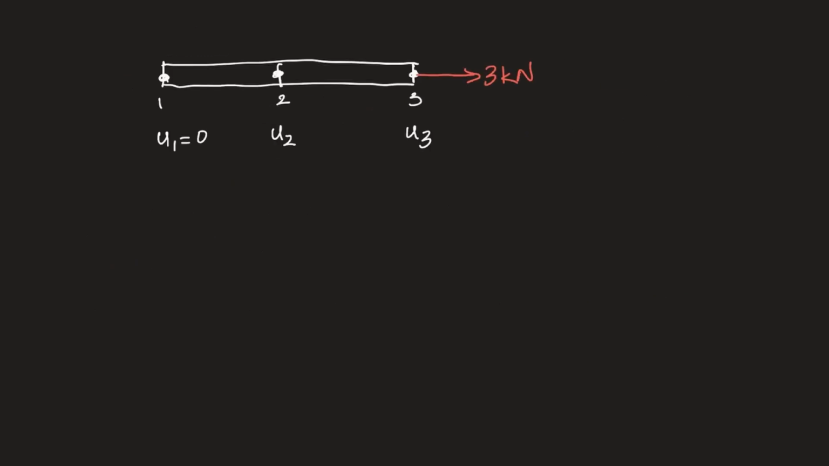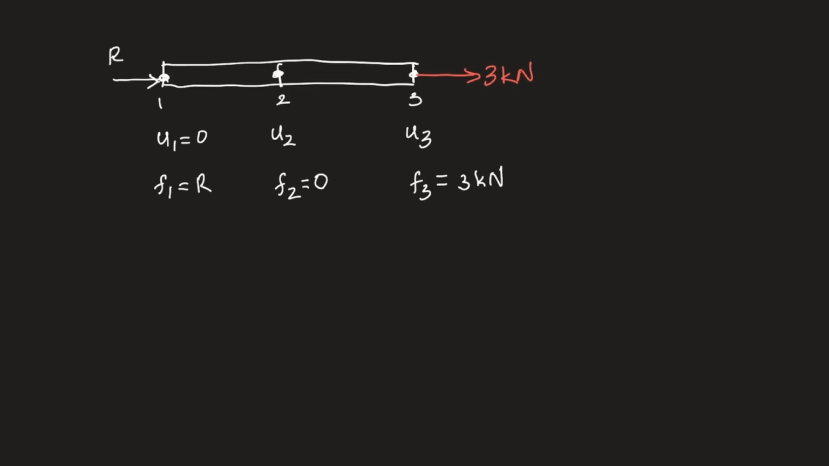If we draw the free body diagram by removing the support at the left, we know that there should be a support reaction R. Let the nodal forces be F1 at node 1, F2 at node 2 and F3 at node 3. From the problem we can see that at node 3 the force F3 is equal to 3 kilonewton, and there is no force at node 2, so F2 is equal to 0, and at node 1 the force F1 is equal to R.